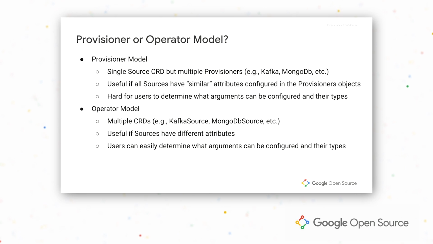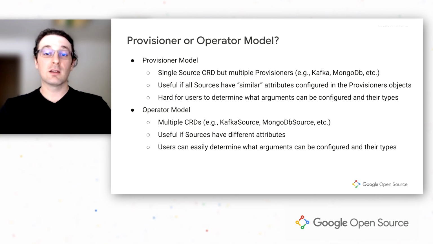While developing Knative, we tried two different CRD models for our sources. The first we tried was called the provisioner model. We had a single CRD named source. Inside the specification of that CRD, there was a field called provisioner. Every custom object that was made would fill in that field, and that field would determine what kind of source it was. It might be GitHub or Kafka or something else.